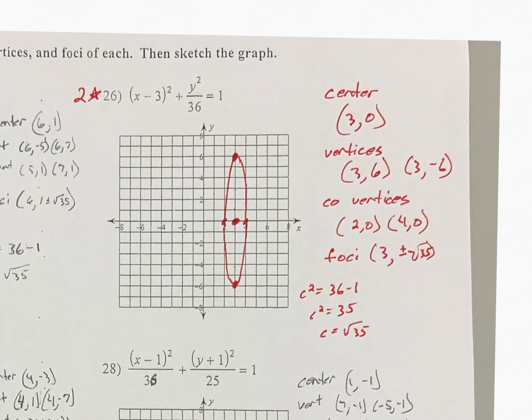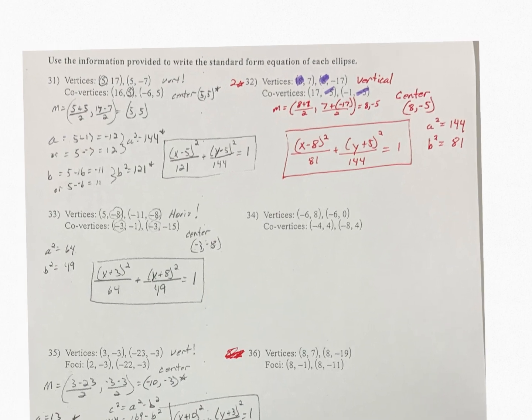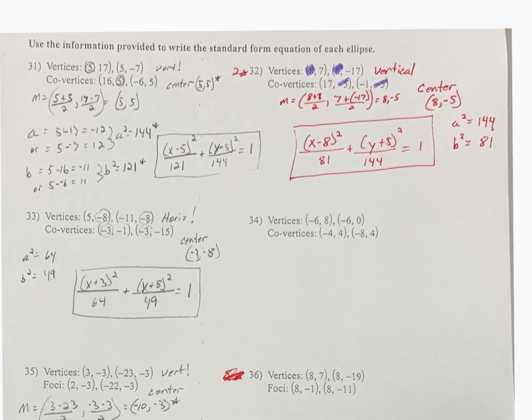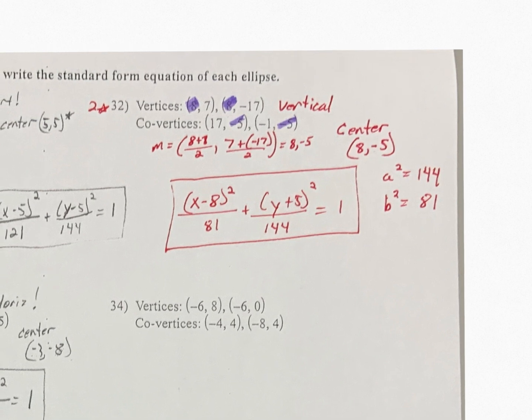All right. Now let's take a look at writing equations of ellipses. So I'm going to zoom in here on number 32. You will have a couple of these. Again, I don't know if they're all going to be both vertical, both horizontal, one or the other, but I'm just showing you some examples here in this video. So I looked at number 32.